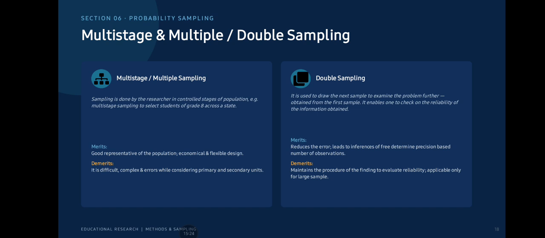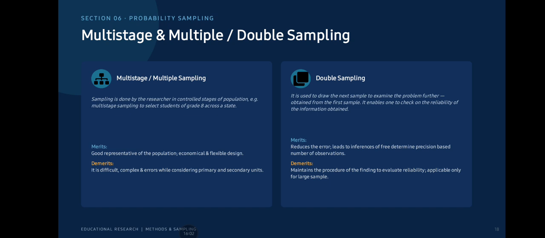Next is multi-stage and multiple, that is double sampling. Multi-stage, multiple sampling. Sampling is done by the researcher in controlled stages of population. Example, multi-stage sampling to select students of grade 8 across a state. Merits. Good representative of the population, economical and flexible design. Demerits. It is difficult, complex and has errors while considering primary and secondary units.